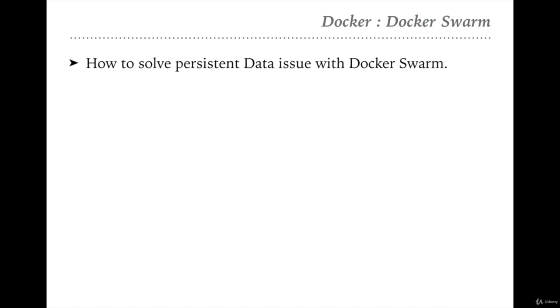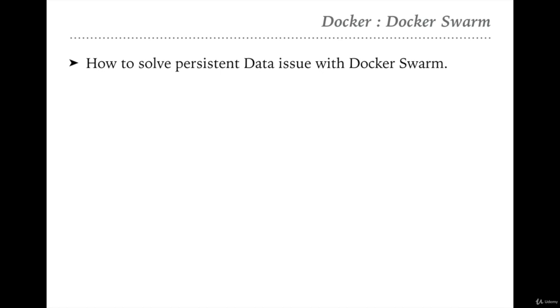In that case, the persistent data volume will create an issue, because the first time your container was running, that particular volume was created on node 1. The next time you start the container, it chooses the node randomly and may run on node 3 or node n. On that node you don't have that directory structure, so your container will start from a blank database. That's why persistent data is an issue with Docker Swarm.